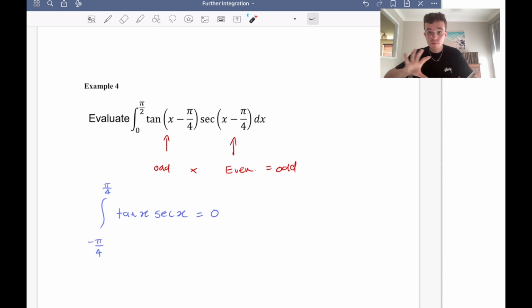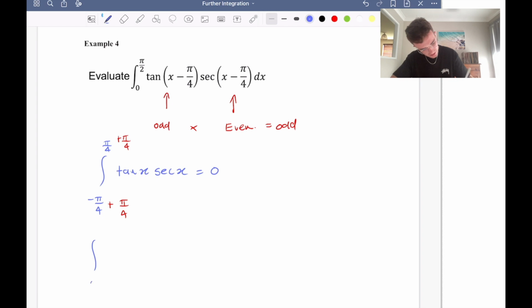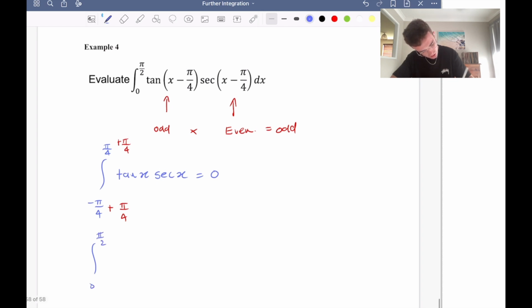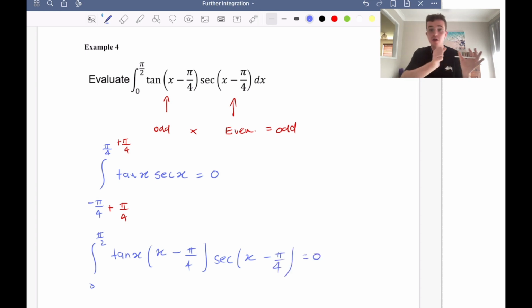It's been transformed by pi on 4. So if we add pi on 4 to each of those bounds and transform the function, we get the integral from 0 to pi on 2 of tan of x minus pi on 4 sec of x minus pi on 4. So we've just transformed that function across the x-axis, and therefore it's 0.